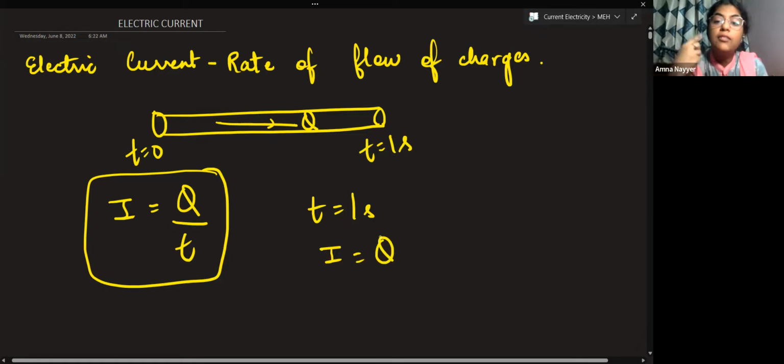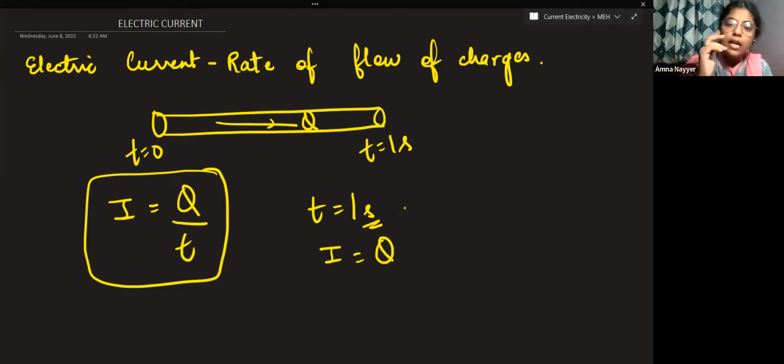It means you can define electric current like this also, that electric current is the total charge that flows through a conductor within a duration of 1 second. So these are the basic two definitions of electric current.